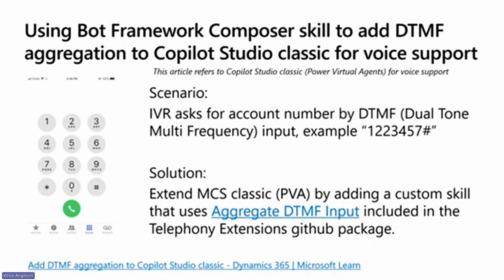The proposed solution, if you need to read the whole account number, is to add a custom skill that implements aggregate DTMF capability by using Azure Bot Framework Composer and the telephony extension package that you can find on GitHub. All the details regarding this article, we posted the link at the end of the slide, and you can access it later when the technical talk is completed.